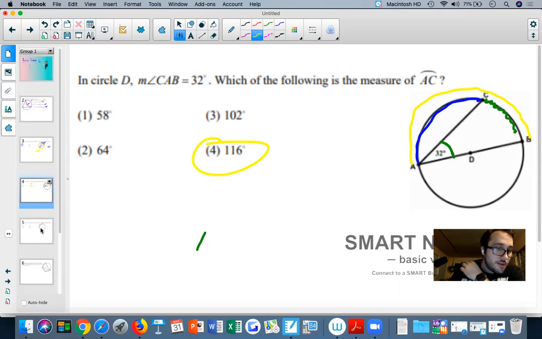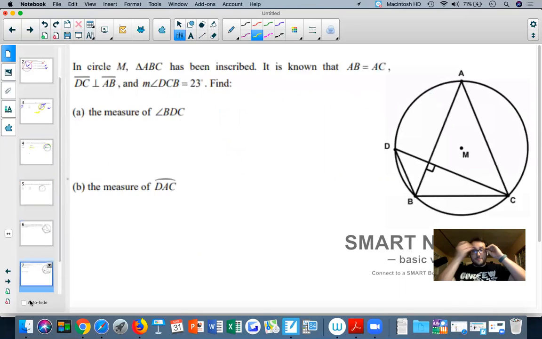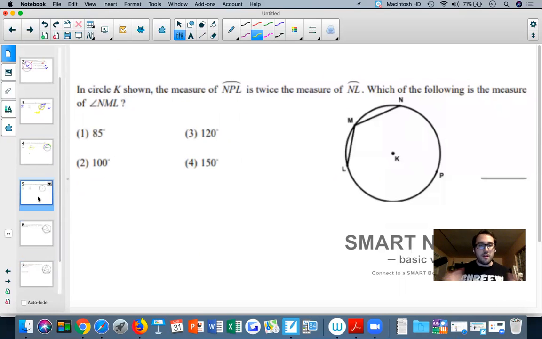Okay, next. All right, ooh, whoa, just skipped a whole bunch. Cool. So in circle K, the measure of NPL, so NPL, that's this whole region, is twice the measure of NL. So NL is going to be this. So NL, remember, minor arc, it's going to be this. Okay, so which of the following is angle NML? So they actually want you to set up an equation.